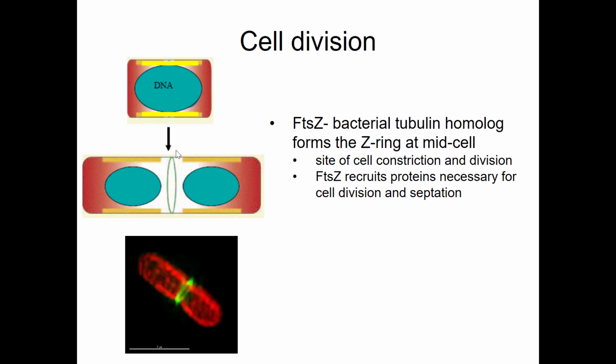This is actually an image that I took on a super resolution microscope that was able to give me 3D resolution. So in red is our Synechococcus elongatus, the one we're using in the lab. And in green, I have FtsZ that I've labeled. And you can see that really beautiful ring forming right in the middle, and that's where the cell is going to pinch and divide.